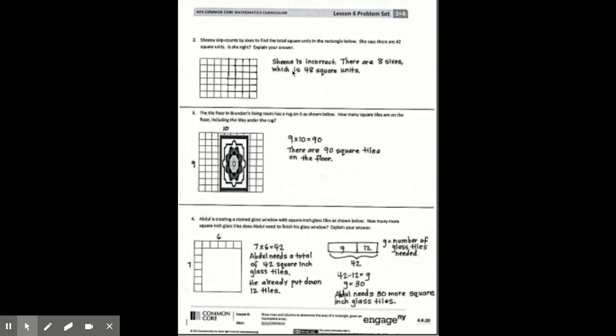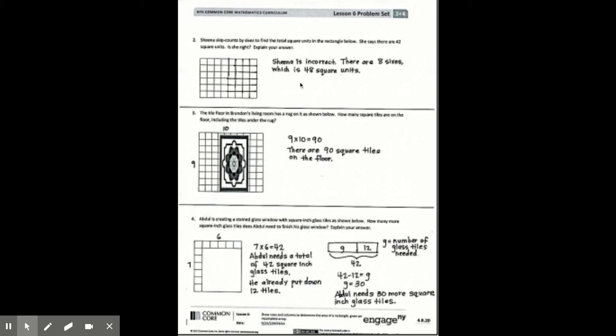So Sheena is incorrect. There are 8 sixes, which is 48 square units. So we've got 1, 2, 3, 4, 5, 6. So this side would be 6. So we know that we're going to multiply a 6 in there, and then 1, 2, 3, 4, 5, 6, 7, 8. So an 8.